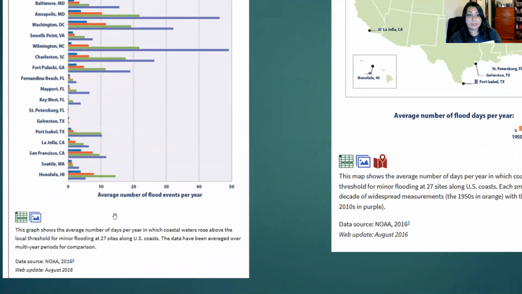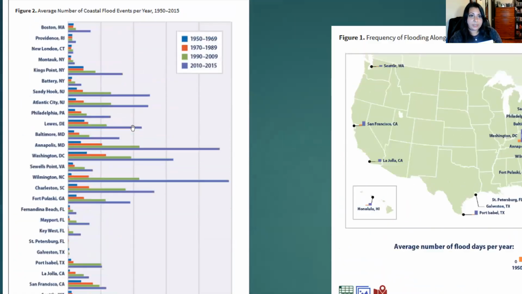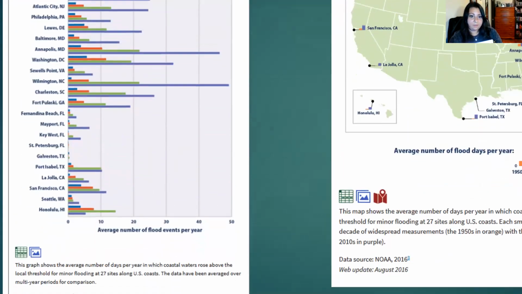Okay, and so specifically, this graph shows the number of days per year in which the coastal waters rose above the local threshold for minor flooding. So this is at 27 different sites along the US coast, and they've been averaged out per year.